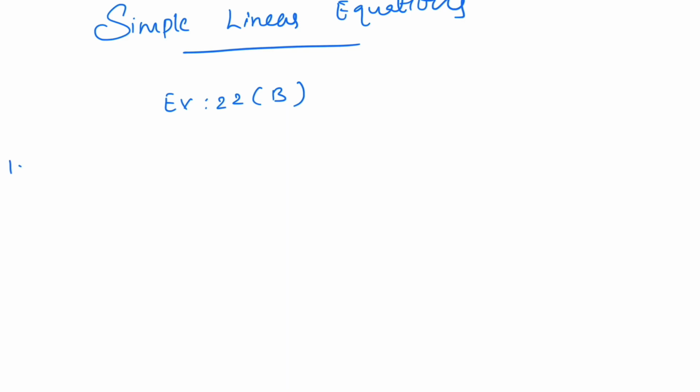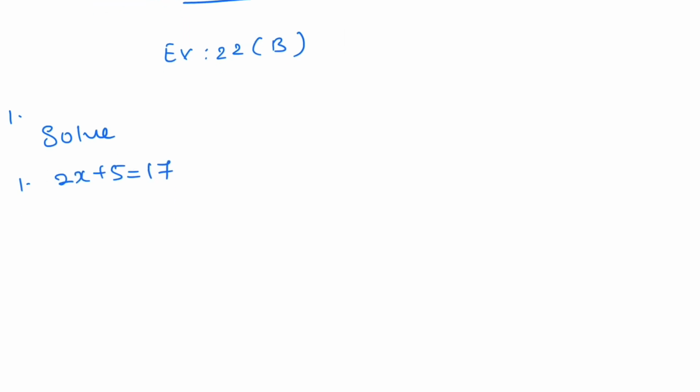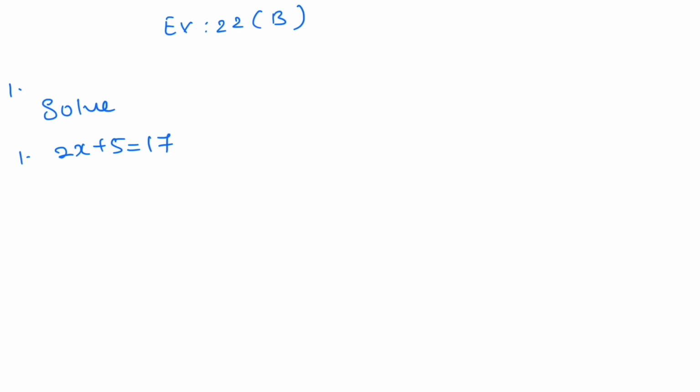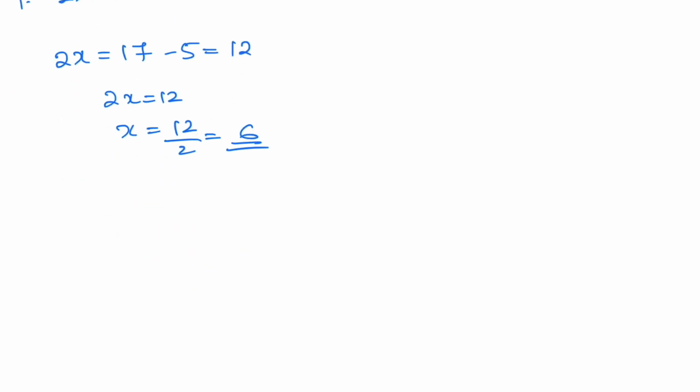In the first question we have: solve 2x plus 5 equal to 17. So how do we solve this type of question? I'll start with 2x equal to 17 minus 5, because plus 5 will become minus 5, that is equal to 12. 2x is equal to 12 and x is equal to 12 by 2, that is equal to 6.